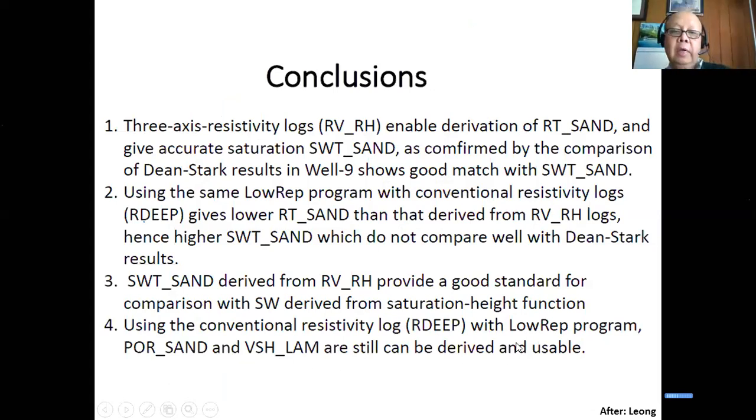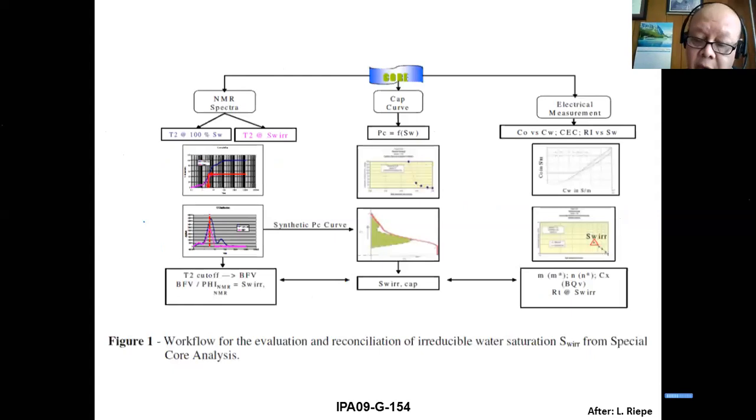So this just strengthens the argument that we can use both approaches: the bulk volume analysis using the standard log, and also using the new generation resistivity tools, which is the triaxial resistivity or the multi-component induction tool, and come up with RV-RH and RSAN and use that to compute the saturation. So that is the conclusion of the presentation.